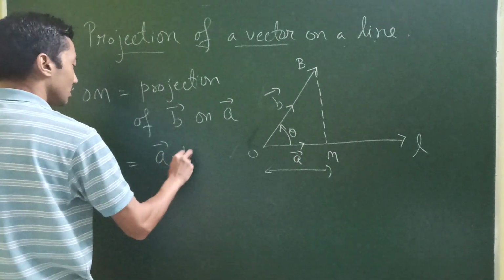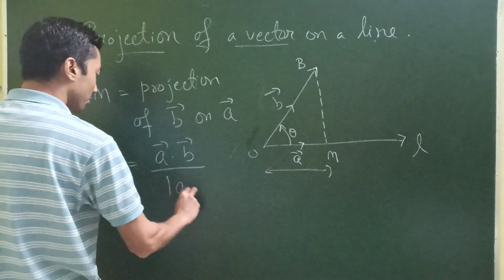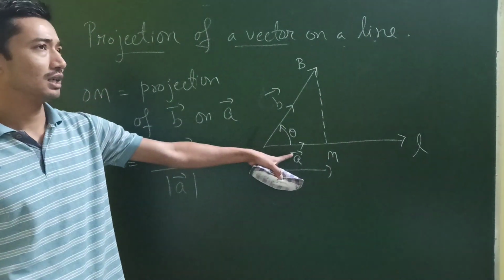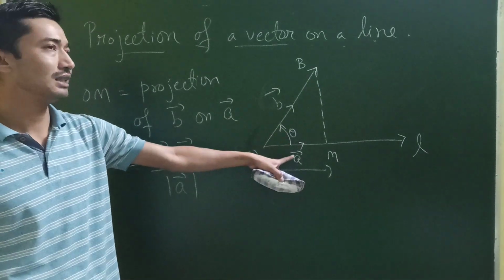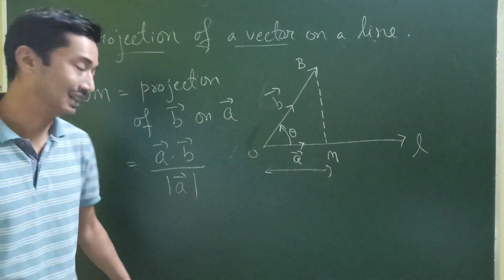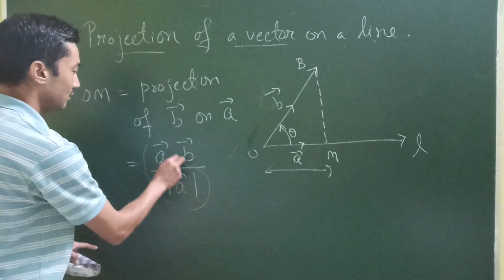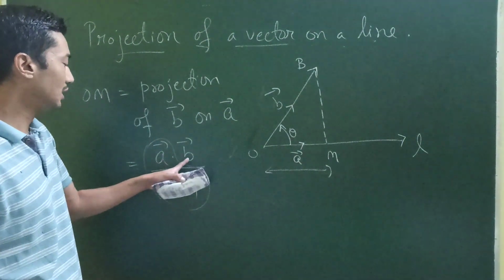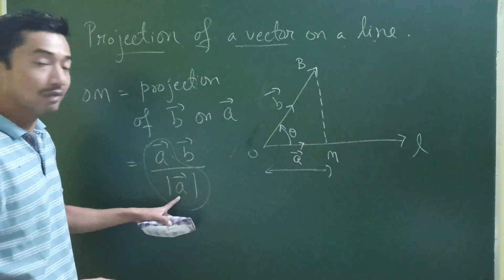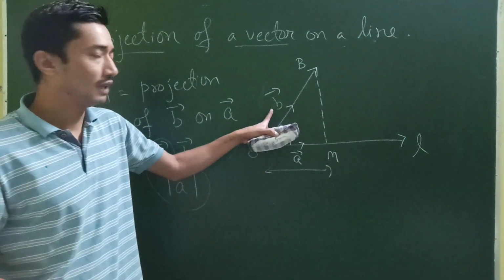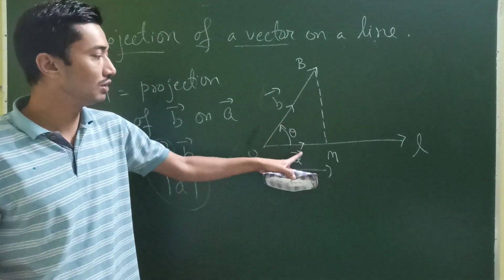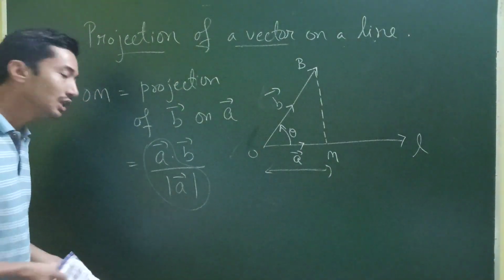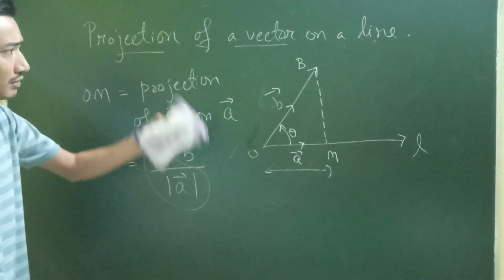by the dot product of vector A and vector B upon its magnitude, or in other words, vector B dot product with the unit vector of the directed line, because see, this is the unit vector of the directed line. Alright, or otherwise it's simply A dot B divided by its magnitude, or in other words, the dot product of the vector and the unit vector of the directed line. So this will be the projection. This is called the projection of a vector on a line.